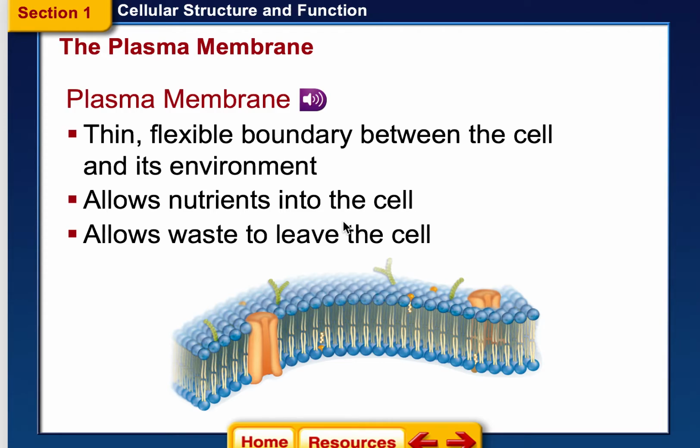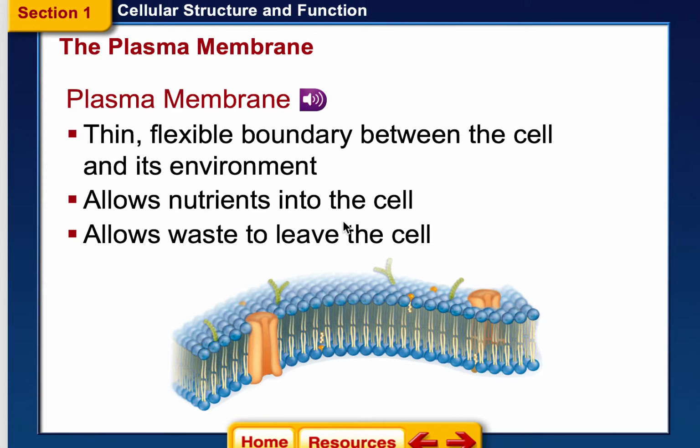So the plasma membrane, we've talked about it before, is the thin, flexible boundary between the cell and its environment. Its job is to let certain things in and allow certain things out. One of the things that needs to come into your cell is going to be nutrients. We need water to flow in and out. We need certain elements to come in and out. Sodium and potassium are two of those that are very important.